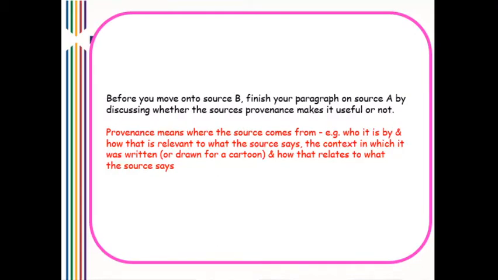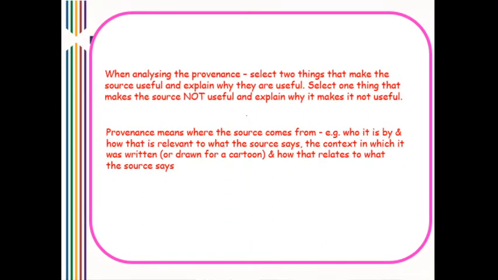So on paper 3, you might end up with something like a political cartoon if it's on, say, Vietnam, and how that relates to what the source says. So when analysing the provenance, I would select 2 things that make the source useful and then explain why those things are useful for us to use.